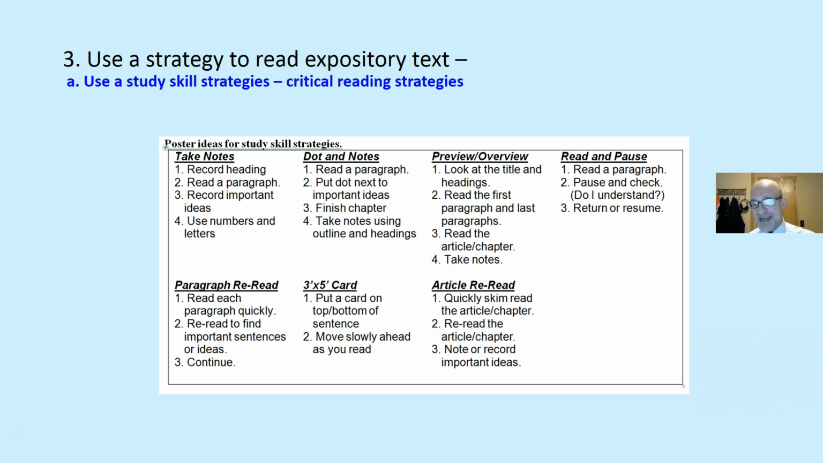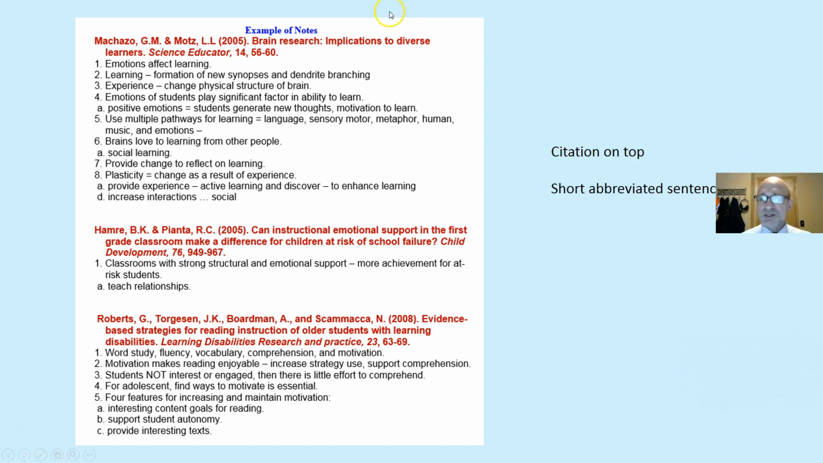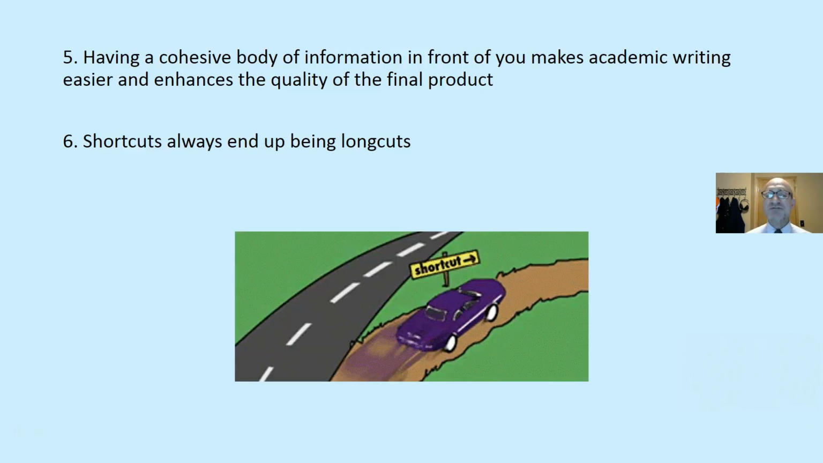You cannot read a text or an academic journal like you read a Harry Potter book. Everyone has to read and take notes and do some strategy to understand and gather data. I use a simple note-taking strategy where I put the citation on top and use short abbreviated sentences to get just the information that I need from that article or book. Citation on top, short abbreviated sentences, so I have my data, something to write about. Having a cohesive body of information makes your academic writing easier, enhances the quality of the product.